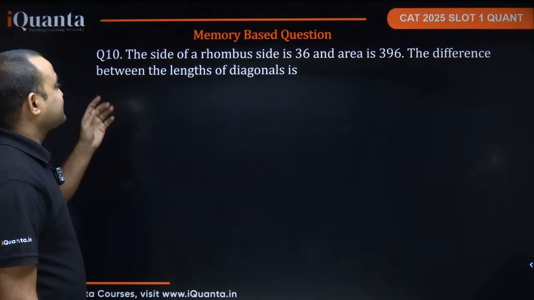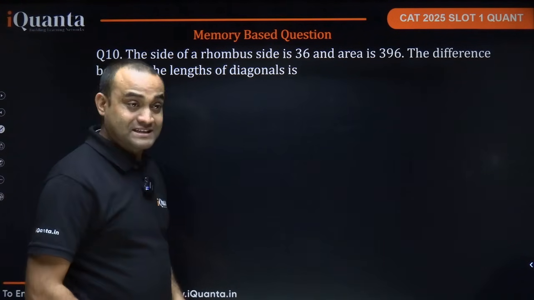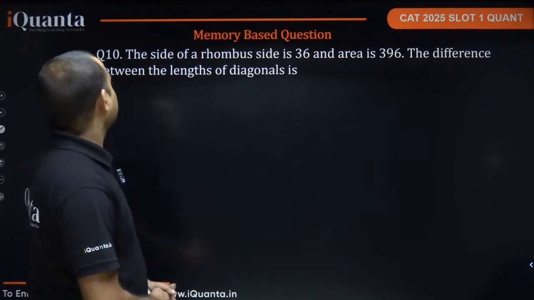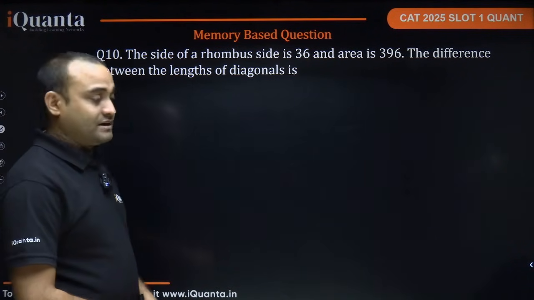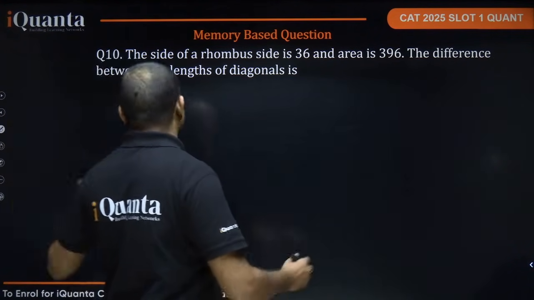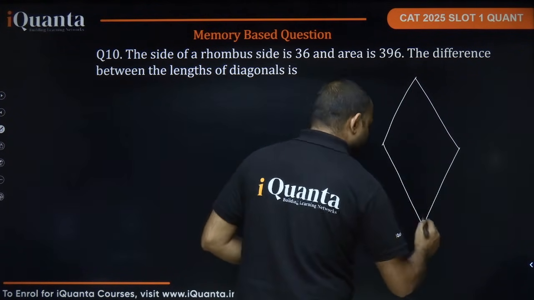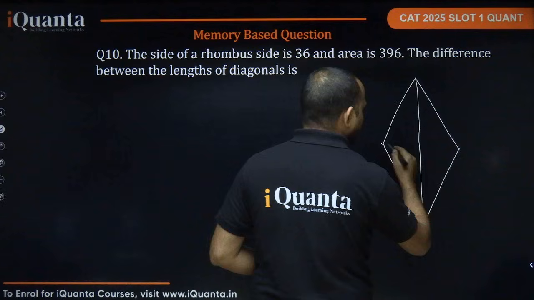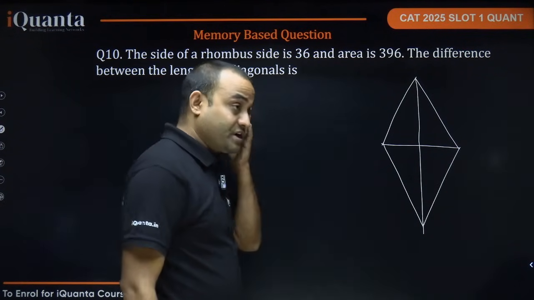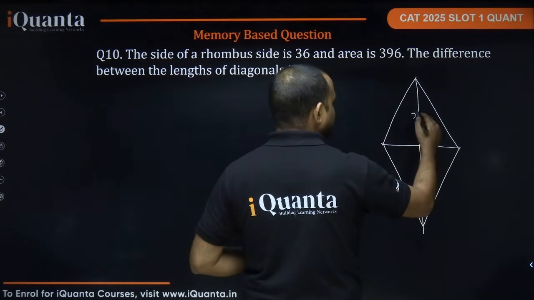Question number 10, the side of a rhombus is 36 and area is 396. The difference between the lengths of the diagonals. Now this was a very popular question. This question was done again and again because a similar question was asked in CAT 2021 or 22, as I remember. If this is x, this is y.